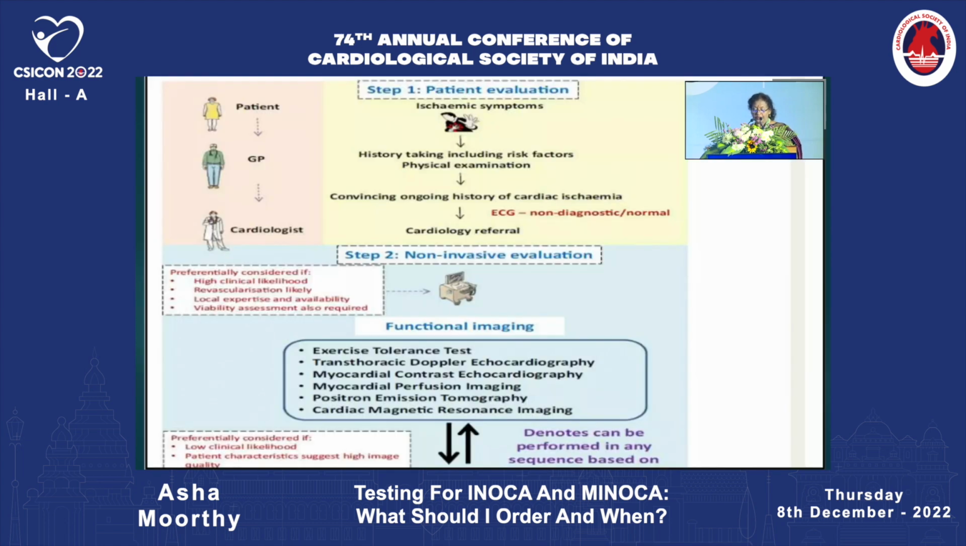So this is the flow chart, that is the algorithm, of how you have to evaluate the patient when the patient comes to you with the history of chest pain, looking at the risk factors, taking the electrocardiogram, and cardiology referral. You have to go for the non-invasive evaluation, then go for functional imaging if the diagnosis is not certain, such as myocardial contrast echocardiogram, myocardial perfusion imaging, positron emission tomography, and cardiac MRI, that is CMR.